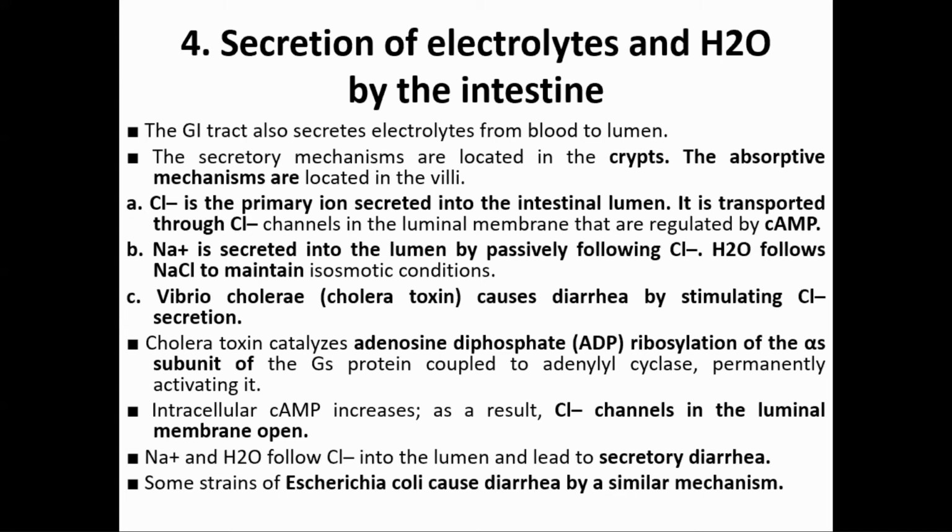Cholera toxin increases the intracellular cyclic AMP level. When cyclic AMP is increased, chloride channels open for a prolonged time. When chloride channels open, sodium and water flow, and it leads to diarrhea.